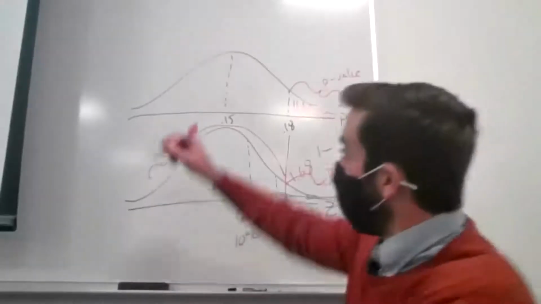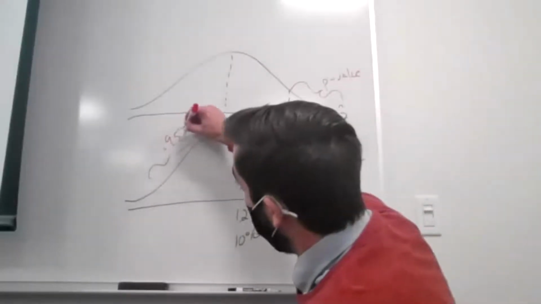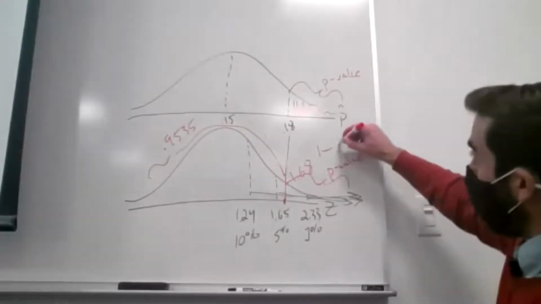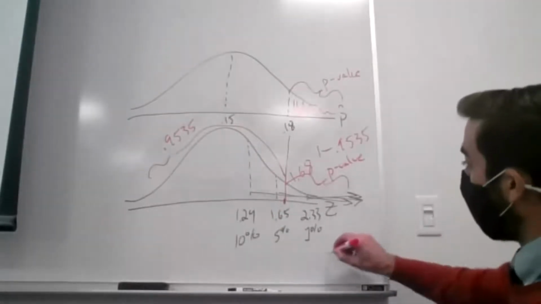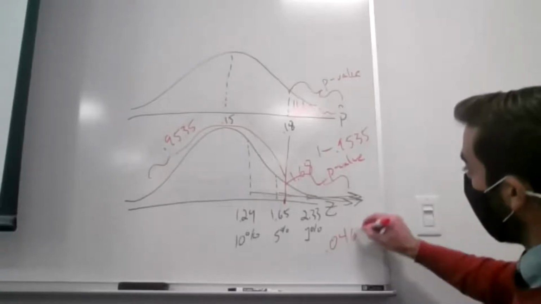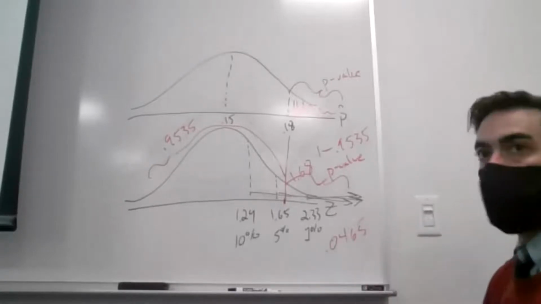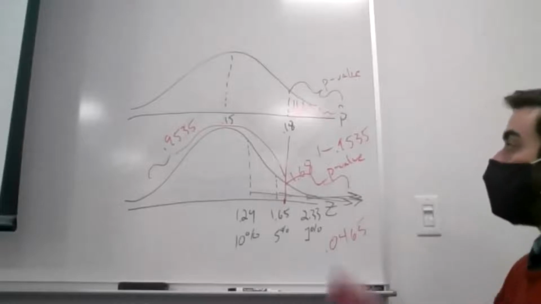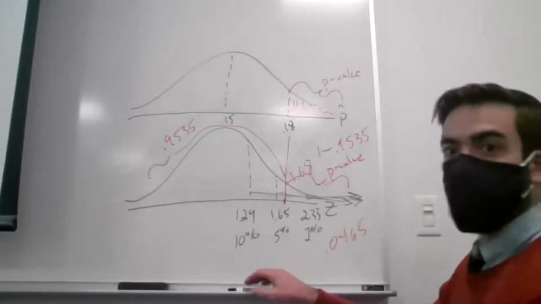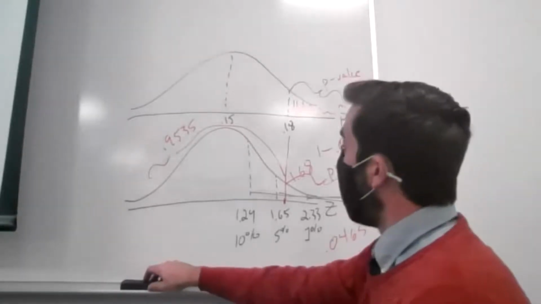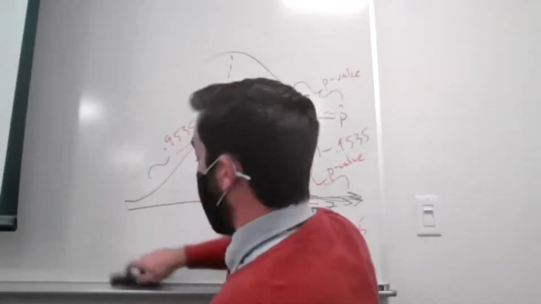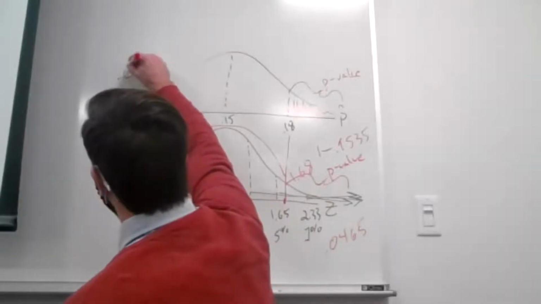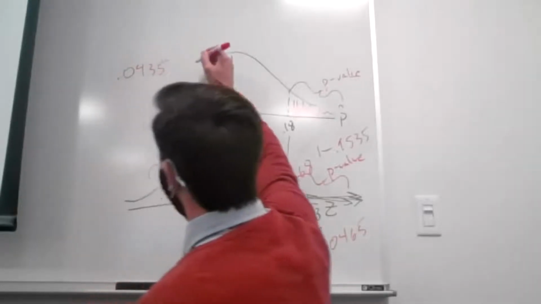Okay? So 0.9535, 1 minus that, I get a p-value of approximately 0.0465. So what if I had used my p-value to make rejection decisions? I'm gonna run out of room here, so I'm gonna erase this, but that's okay. So let's say we got 0.0435.